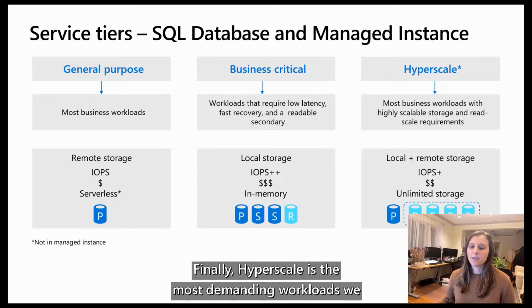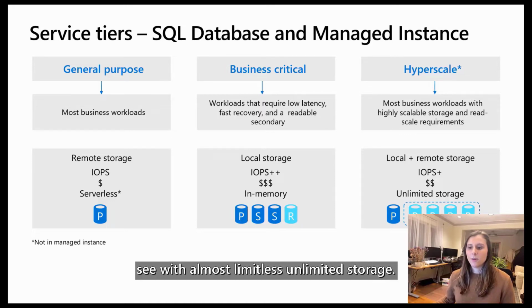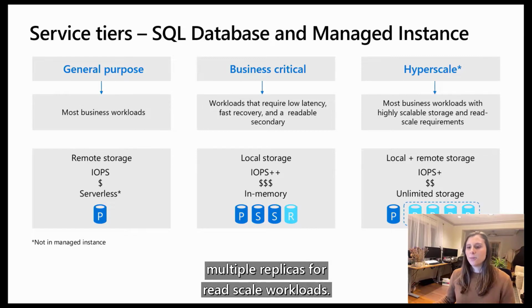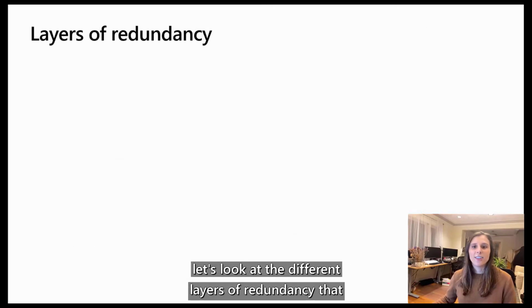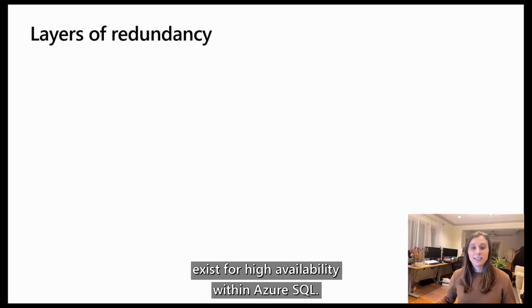Finally, hyperscale is for the most demanding workloads we see, with almost limitless, unlimited storage, and this is when you want things like multiple replicas for read scale workloads. So now that we've looked at a brief overview of the different service tiers in Azure SQL, let's look at the different layers of redundancy that exist for high availability within Azure SQL.